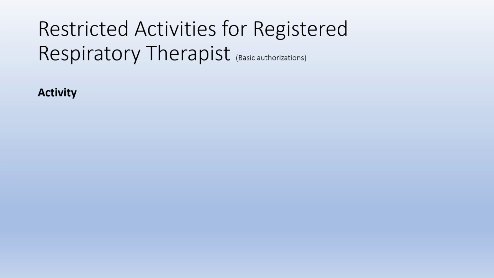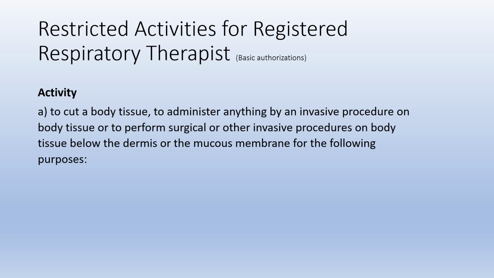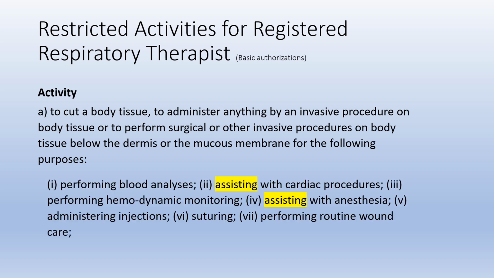It's time now to move from broad to specific. Here are the restricted activities identified for respiratory therapists. So the first is to cut a body tissue, to administer anything by an invasive procedure on body tissue, or to perform surgical or other invasive procedures on body tissue below the dermis of the mucous membrane for the following purposes. For performing blood analysis, assisting with cardiac procedures, performing hemodynamic monitoring, assisting with anesthesia, administering injections, suturing, performing routine wound care. So this is an activity that all respiratory therapists are authorized to do. They wouldn't do them unless they were both authorized and competent.